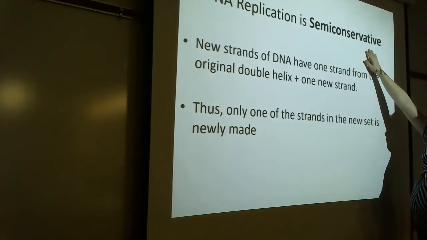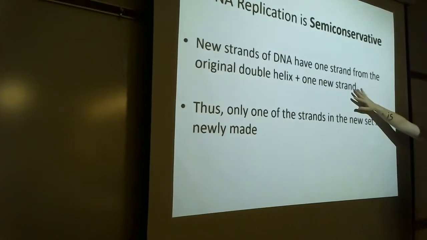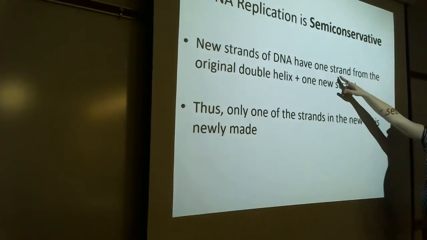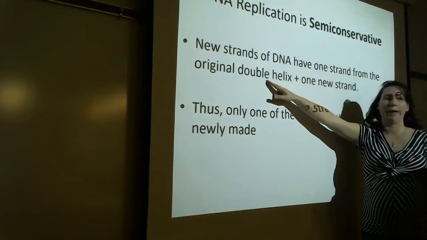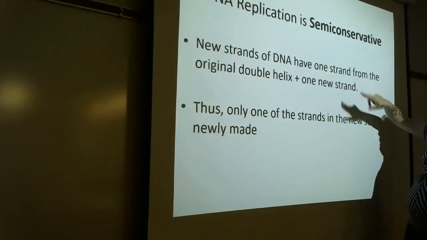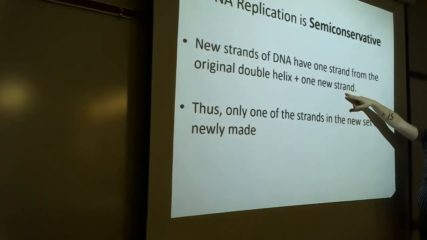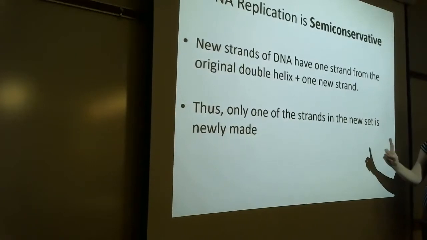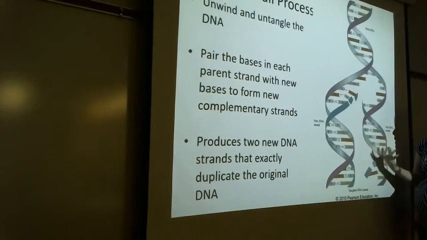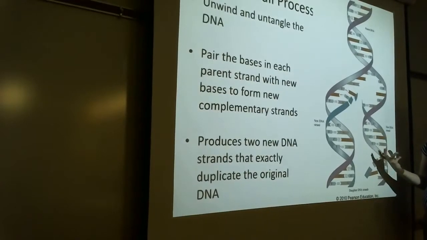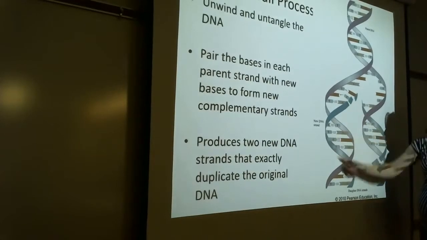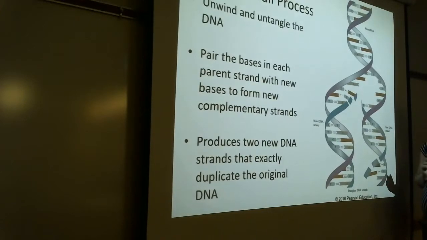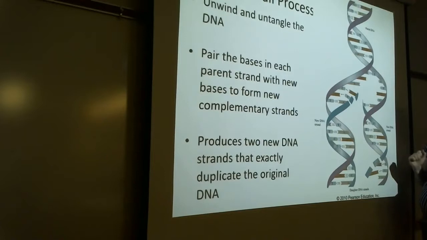Semi-conservative. What does that mean? That means that the 2 strands that you get at the end of this have 1 strand that came directly from the parent and 1 strand that was newly synthesized. Okay, so in other words, you only are actually making 1 new strand. Why would that be advantageous? To only make 1 strand? Well, it's more effective, it's more efficient, yes.